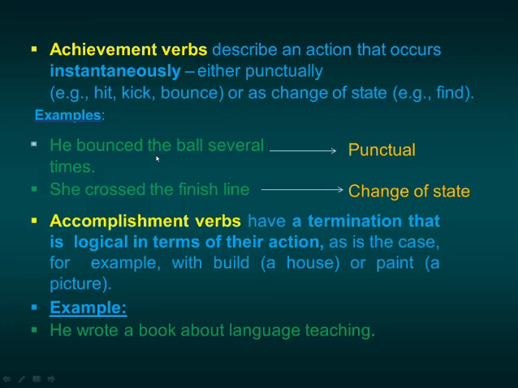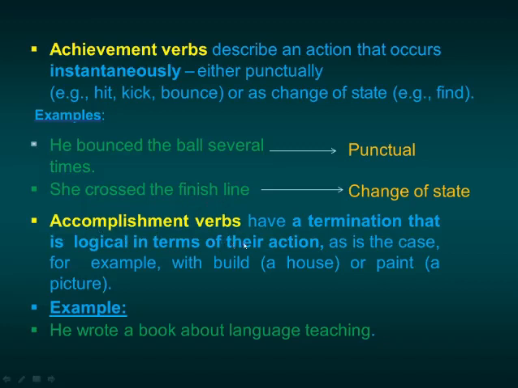Okay. Achievement verbs. He bounced the ball several times. You see, he bounced the ball several times. A punctual activity. Bounced. She crossed the finish line. It is change of state, because now this statement, crossed, what happens to this? Finish the line, cross the finish line. One line is there, but she just crossed it. So the state is changing. Crossing, she is crossing, so the state is changing. So this way it is defined.